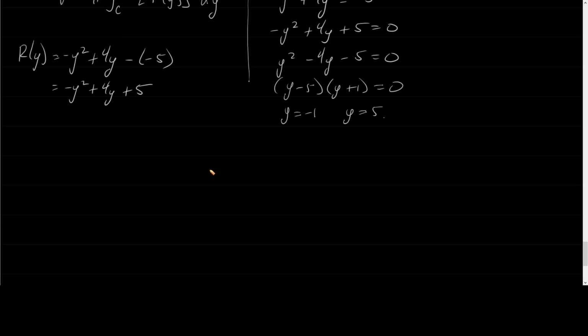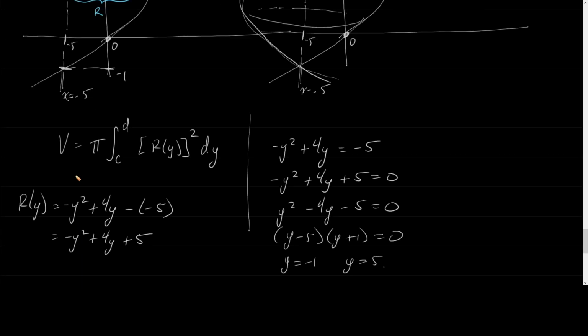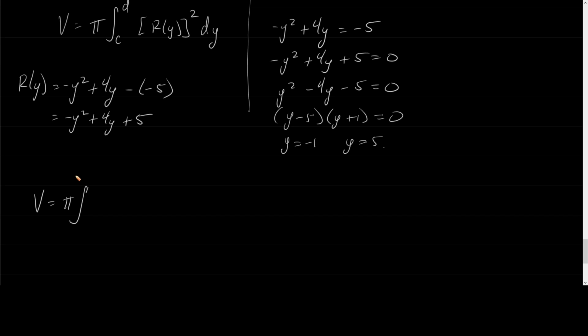So what we get now is that our volume is going to be pi integral from, we said c to d, right? And c to d was -1 and 5. So from -1 to 5 of our radius function squared. So (-y squared + 4y + 5) squared dy.